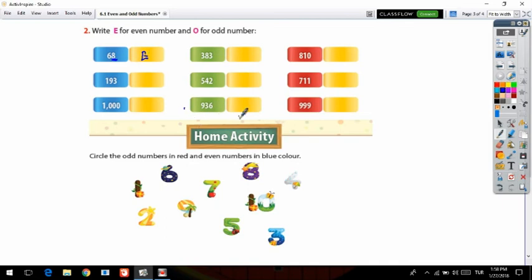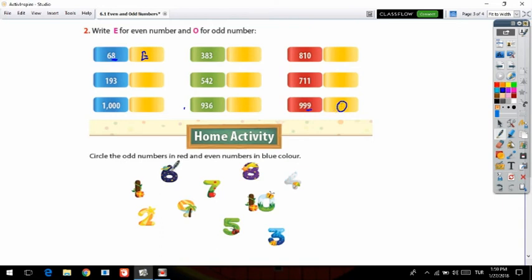What about 999? Just look at the last digit, that is 9. What kind of number is 9? 9 is an odd digit, so it is an odd number. Because of that, 999 is an odd number. We write just O.